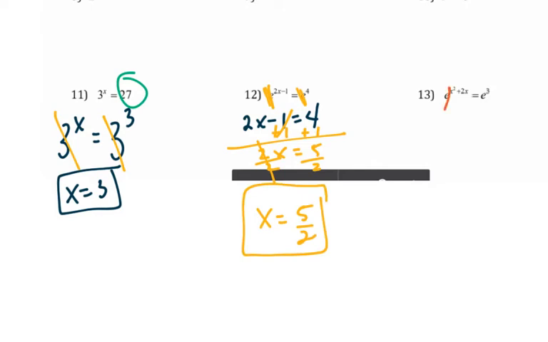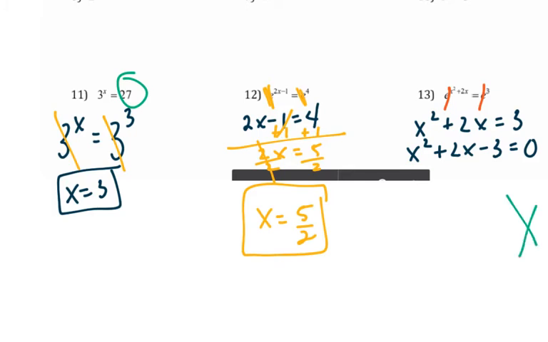13. Bases are the same, so they'll cancel. A little bit more difficult. x squared plus 2x equals 3. To solve for x, there has to only be one x in the equation, so this is not regular solving. Because there's an x squared, it means we have to factor. The only way we can factor this is by moving everything to the left. Okay?